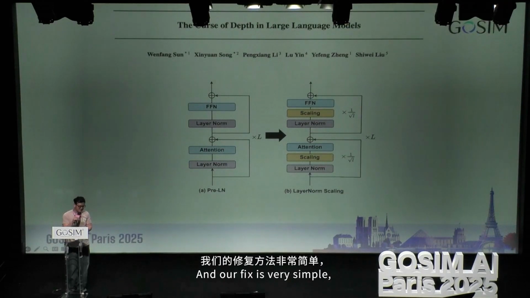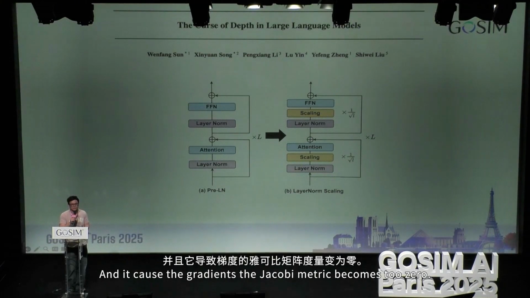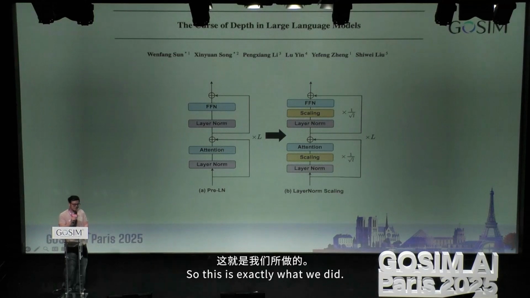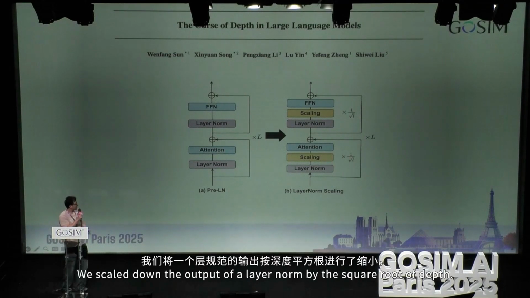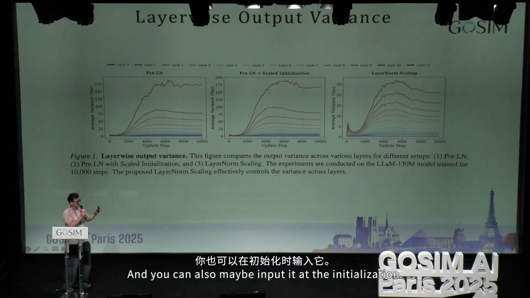And our fix is very simple because we figured out the root cause is the variance becomes too big in deeper layers and it causes the gradients, the Jacobi matrix, to become 0. So how about we scale down the variance of the output of our layer norm. This is exactly what we did. We scaled down the output of a layer norm by the square root of depth. A very simple trick. And you can also maybe apply it at initialization.